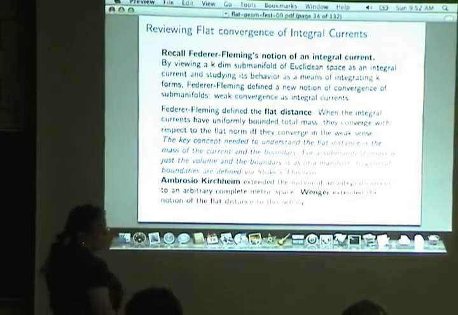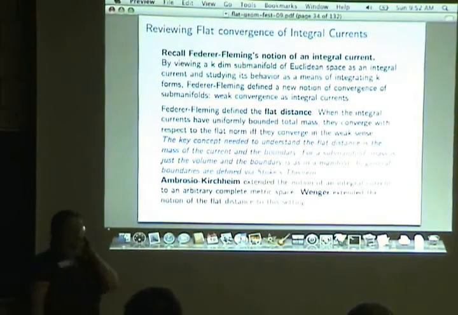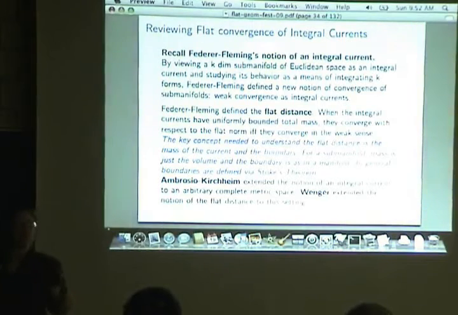So Federer-Fleming studied the broader class, but integral currents stick to integer multiplicities. There are other currents. Ambrosio-Kirchheim extended the notion of the integral current, so it doesn't have to be in Euclidean space anymore. Now you could have your integral current sitting in any metric space. This is really profound, deep work, because we had defined integral currents using differential forms, and they don't have any differential forms in their metric space.